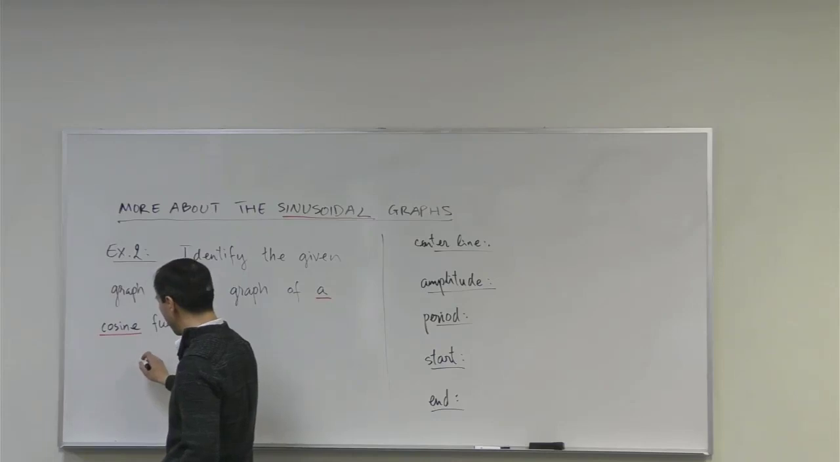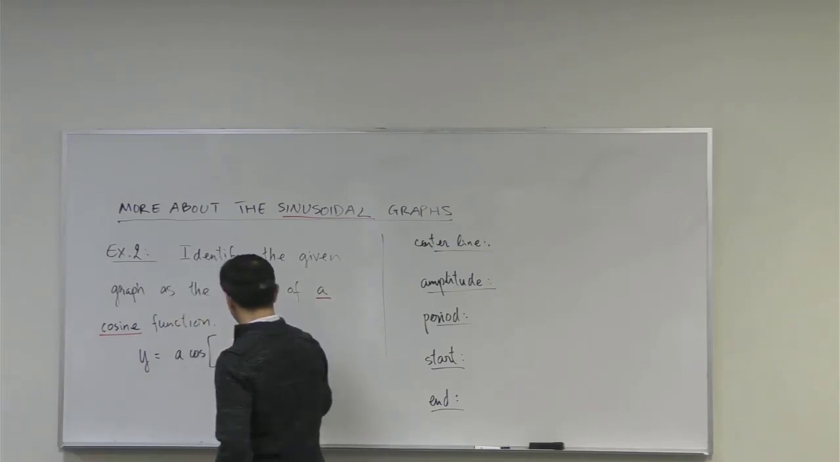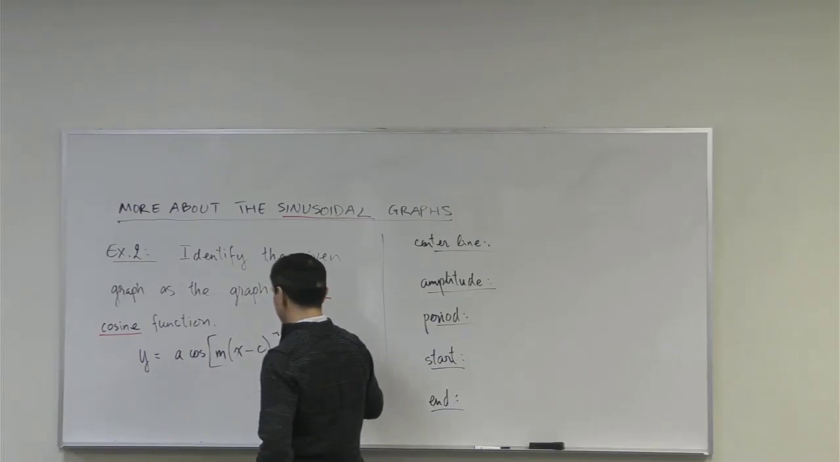So we want to write it generally as some coefficient A times our cosine function. In the cosine, we're going to write some m times, in parentheses, x minus c, the starting point. And then plus some constant term. That constant term is responsible for the center line.